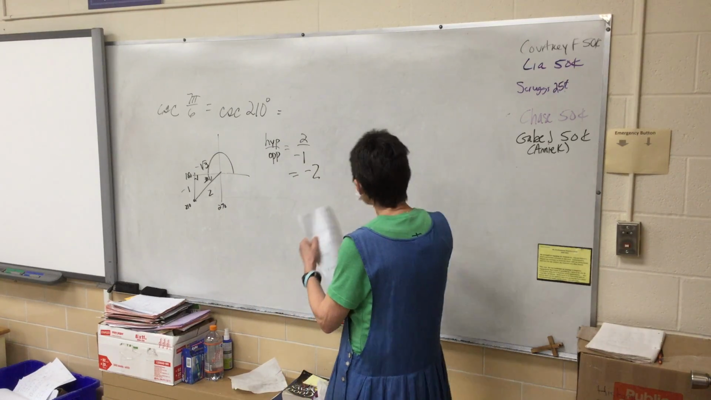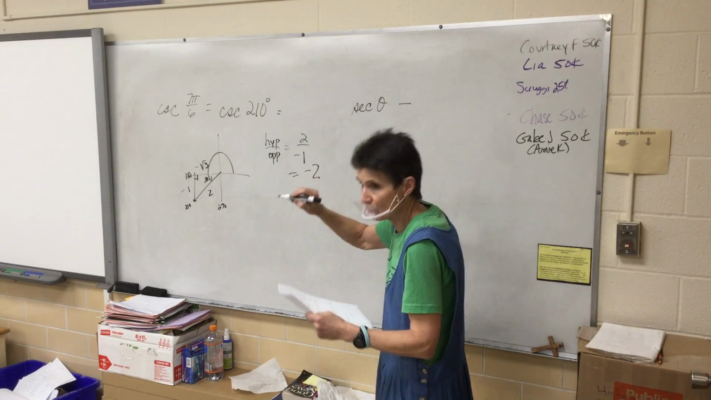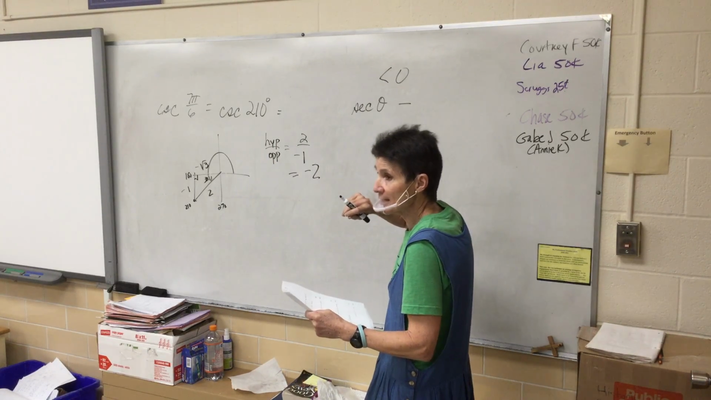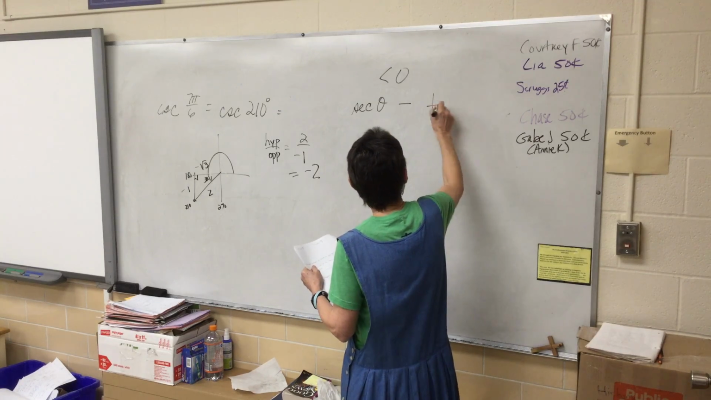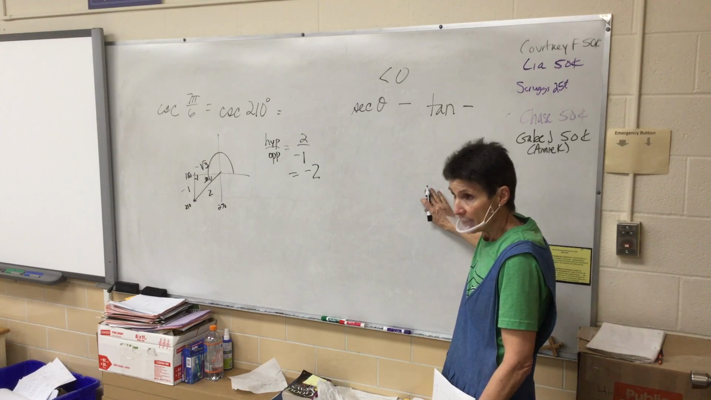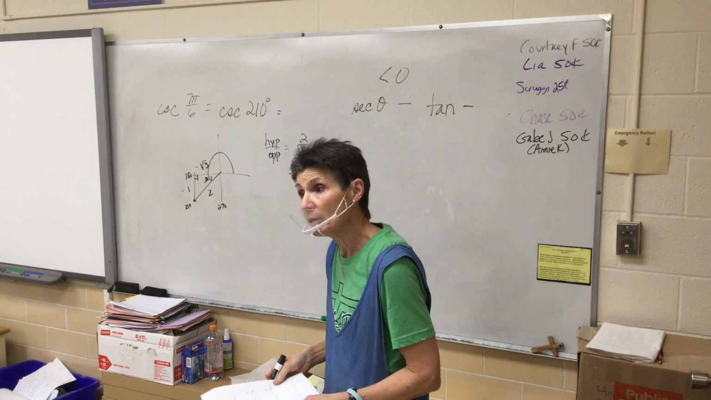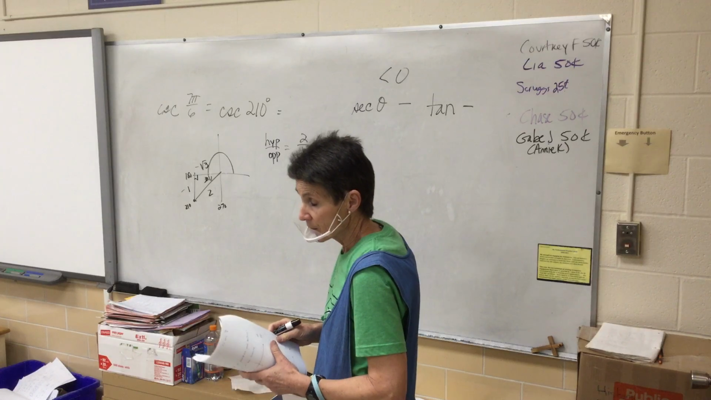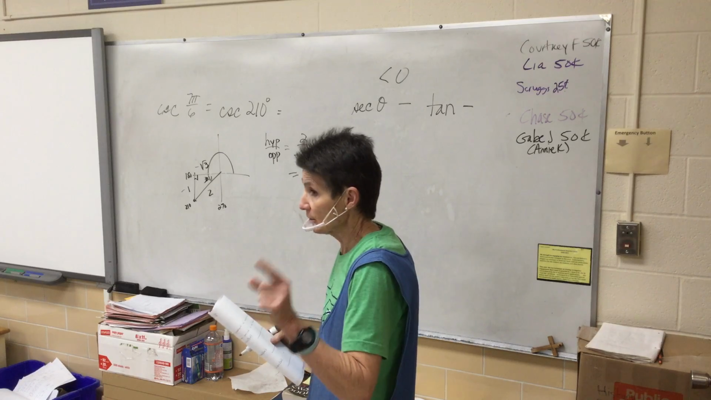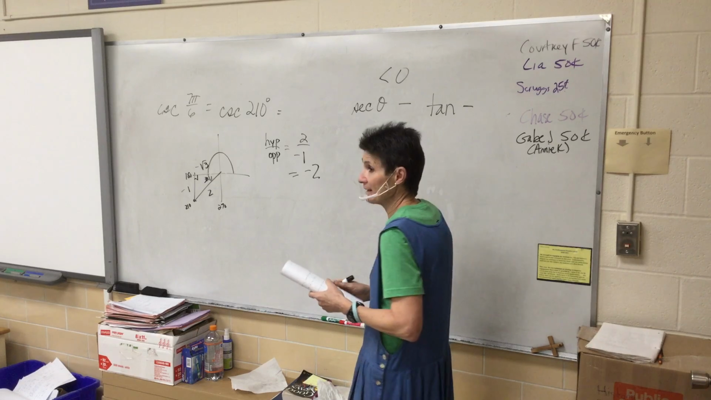I need the secant to be negative. Remember, less than 0 is negative. And tangent to be negative. Okay? Now, let's start right here. Secant, reciprocal of cosine. Cosine is which letter, X or Y? X. Cosine is X. So what this is really saying to me is X is negative.